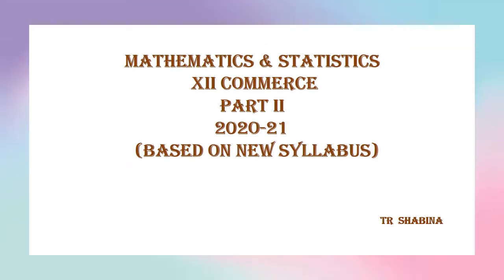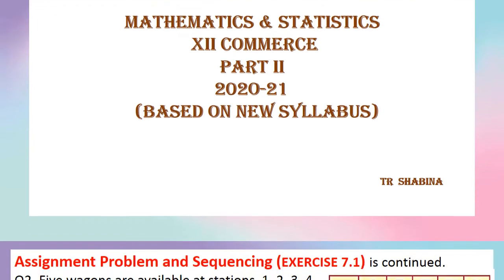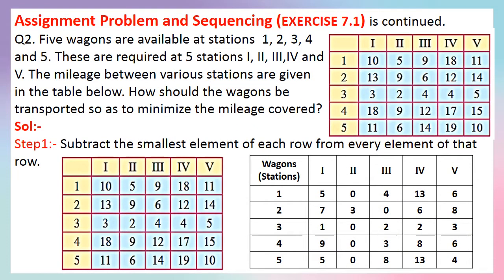Dear students, today let's continue solving the sums of exercise 7.1 of the lesson assignment problem and sequencing. Question number 2. 5 wagons are available at stations 1, 2, 3, 4 and 5. These are required at 5 stations 1, 2, 3, 4 and 5. The mileage between the various stations are given in the table below. How should the wagons be transported so as to minimize the mileage covered?